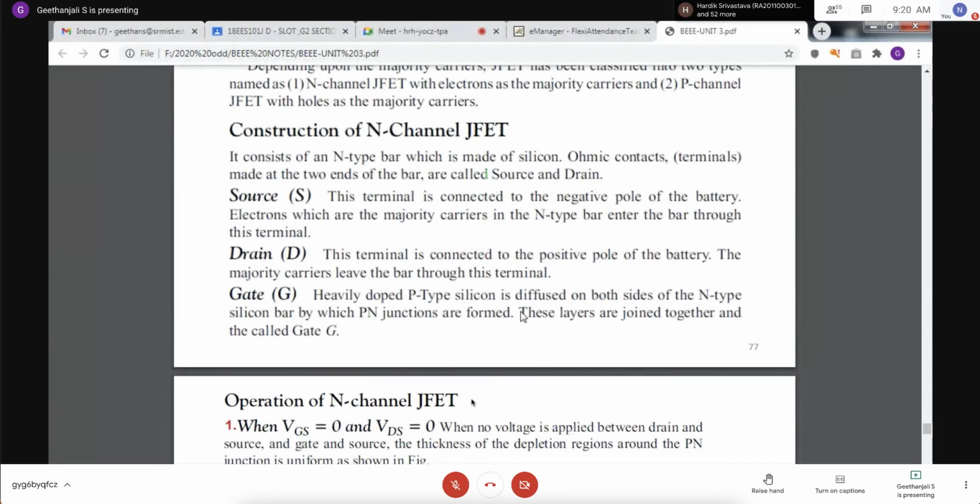The next terminal is the drain. This terminal is connected to the positive pole of the battery. The majority carriers leave through this terminal. As I told you earlier, the electrons enter into the source, and at the same time the majority carriers, that is electrons, leave the bar through the drain terminal.